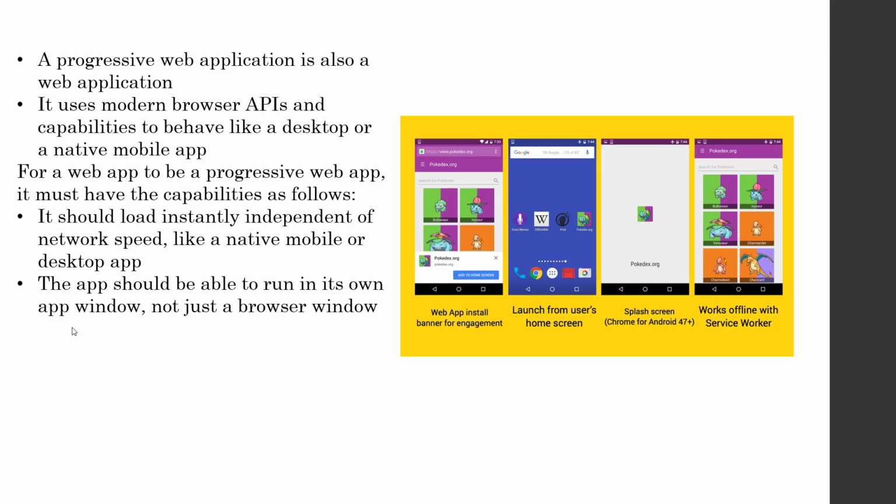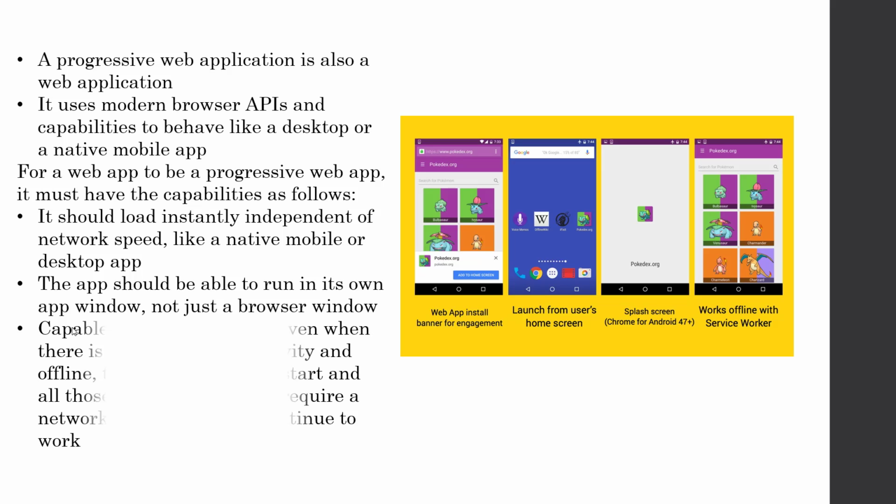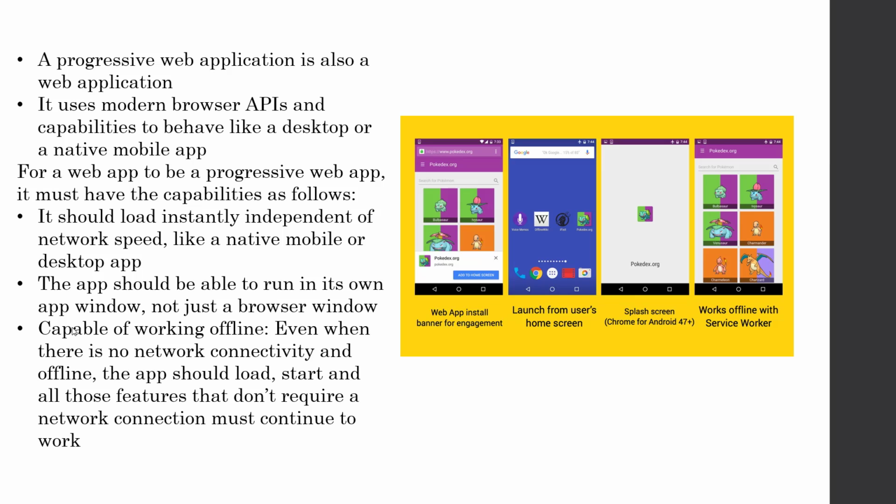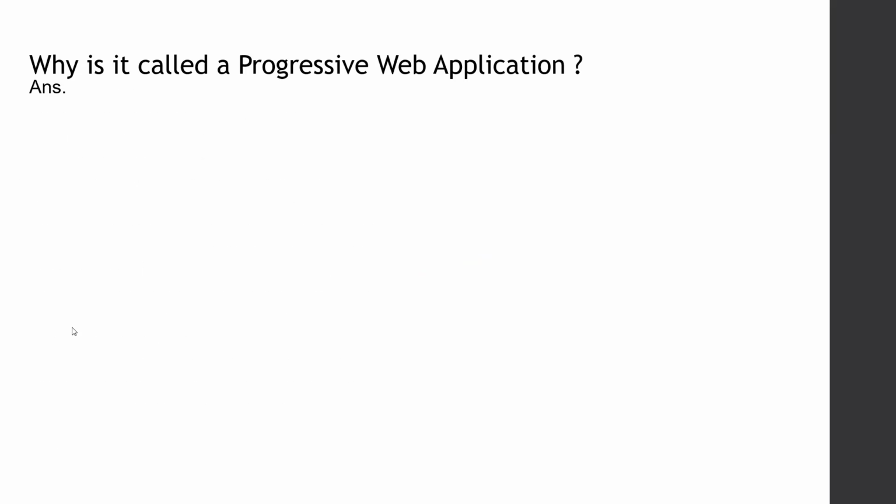The app should be able to run in its own app window, not just a browser window, as in web applications. And it should be capable of working offline. Even when there is no network connectivity and it is offline, the app should load, start, and all those features that don't require a network connection must continue to function.